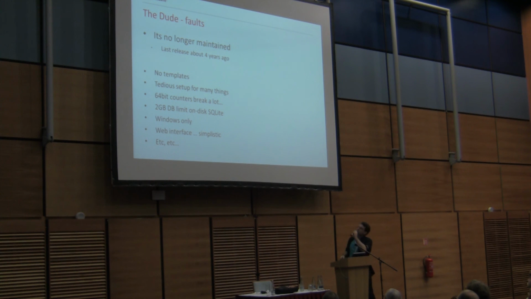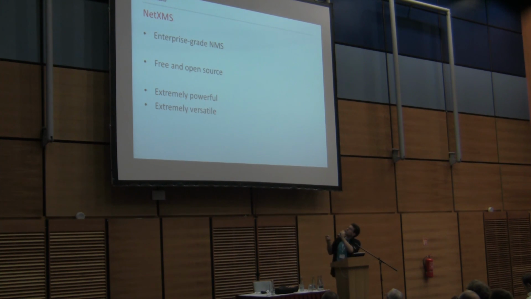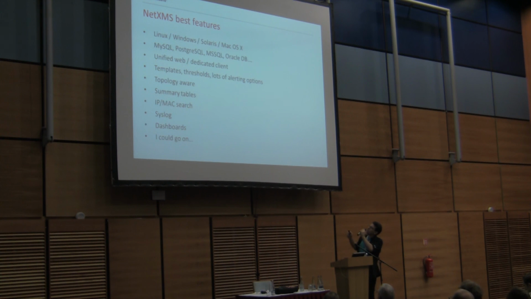And that's why I actually chose another NMS to show you, which is NetXMS. NetXMS is an enterprise-grade NMS. It's free and open source software. It's extremely powerful and extremely versatile. If you have never heard of NetXMS before, I hope you will like what I show you. I actually reviewed Nagios, Zabbix, Xenos, Observium, and a lot of network monitoring solutions, and NetXMS is the one I particularly chose and like, so I encourage you to take a look into it.